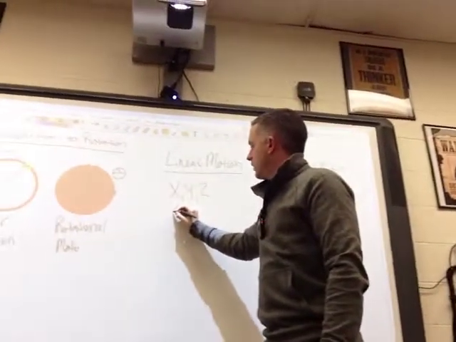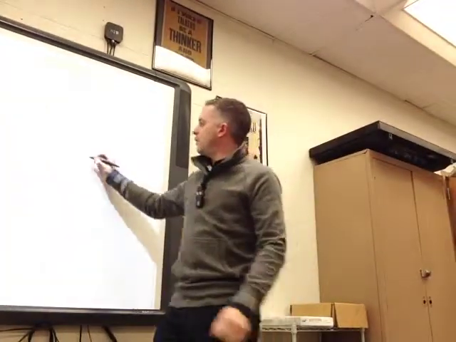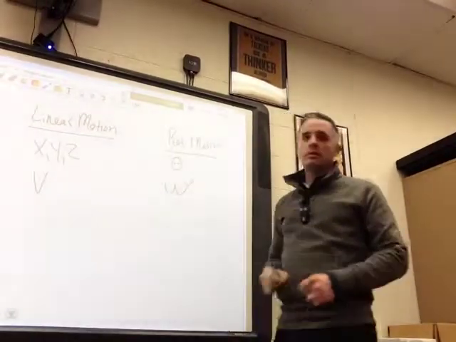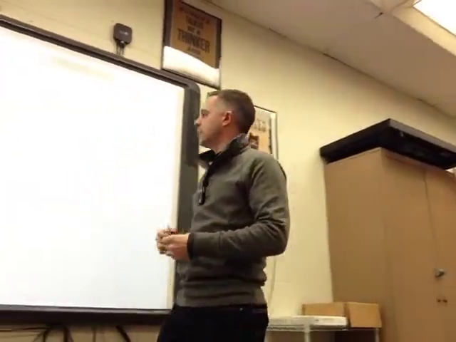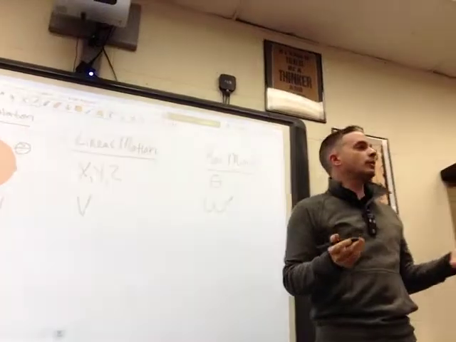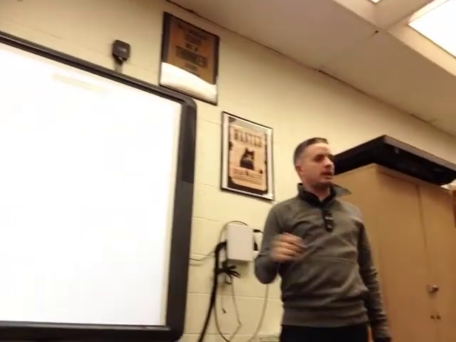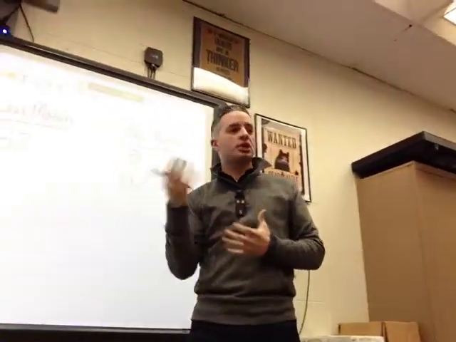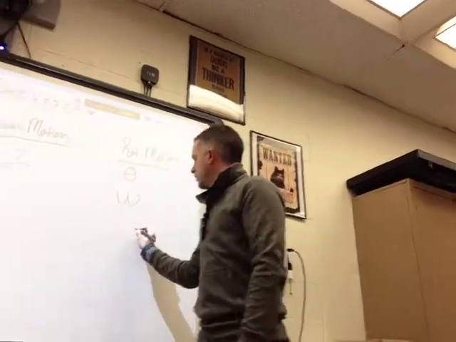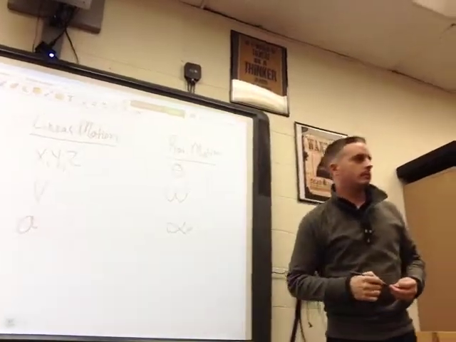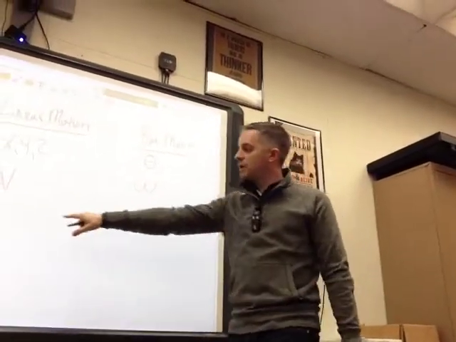Now for speed, we use the letter v. Instead of that, we now use the letter omega, which you'll usually see as an italicized w. Another term we would have is acceleration. But instead of using a, when we're talking about rotational acceleration, or angular acceleration, we use the Greek letter alpha. What's alpha? That is angular acceleration.